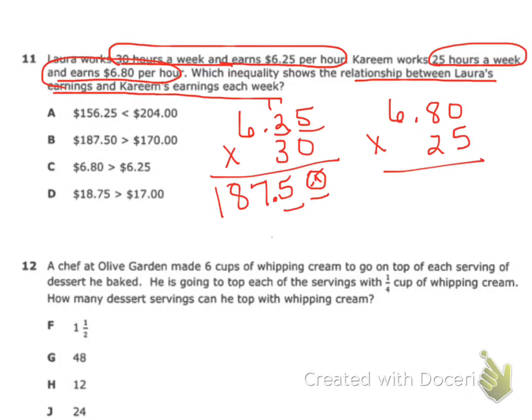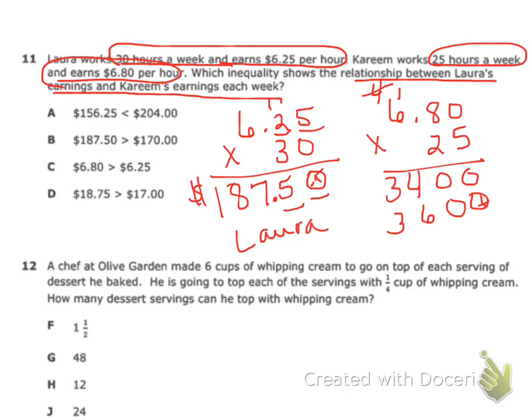So that means that Laura earns $187.50 for the hours she worked. So this is for Laura. And then over here, we'll do 0 times 5 is 0. 8 times 5 is 40. 6 times 5 is 30, plus the 4 is 34. Put a placeholder. 2 times 0 is 0. 8 times 2 is 16. 6 times 2 is 12, plus 1 is 13.